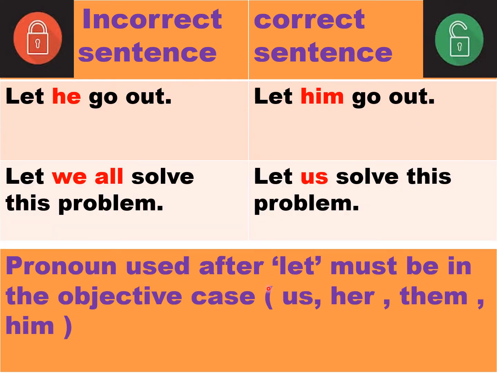A pronoun used after "let" must be in the objective case. Objective case pronouns are me, you, him, her, it, us, them. So us, her, them, him are objective case pronouns. See the example. "Let he go out." Say after "let", "he" is the pronoun used here. But we must not use "he". We must use the objective case pronoun "him". "Let him go out" is correct.